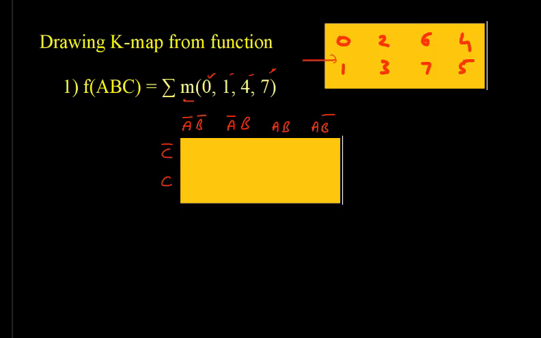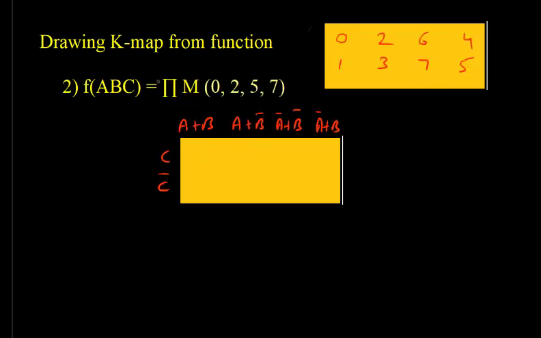So 0 comes at this position, so this position becomes 1. Now next 1 is here, so in the K-map this will become 1. Now next is 4, which comes at the topmost right corner, so this becomes 1. And finally 7 comes at third column, last row, so this is 1, and the rest are all zeros. So this is how we draw the K-map from this particular function. So this is SOP.